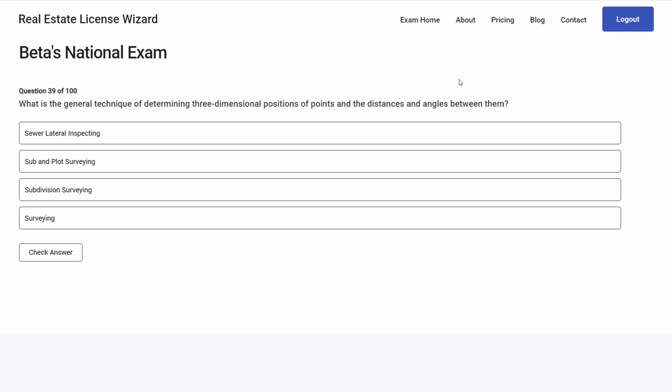All right, what is the general technique of determining three-dimensional positions of points and the distances and angles between them? Is it sewer lateral inspecting, plot surveying, subdivision surveying, or just surveying? All right, interesting. Okay, give you guys an opportunity to pause here, read it over, think it over, come up with your educated answer.